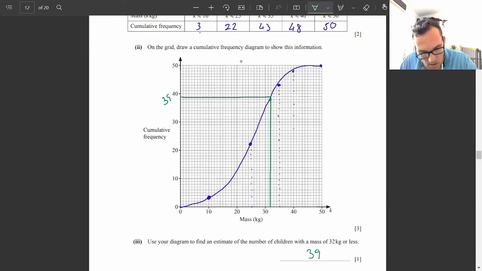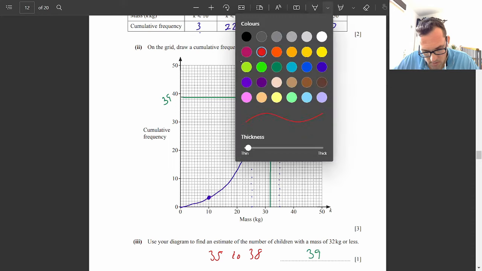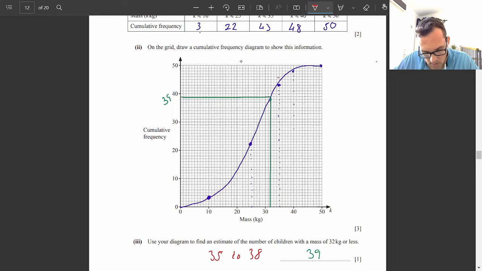Is that correct? On the mark scheme, anything between 35 to 38. Oh my goodness. I would not have gotten my mark there. Why? I'm not accurate enough. Okay, probably I missed a point there. That could be one of the reasons.